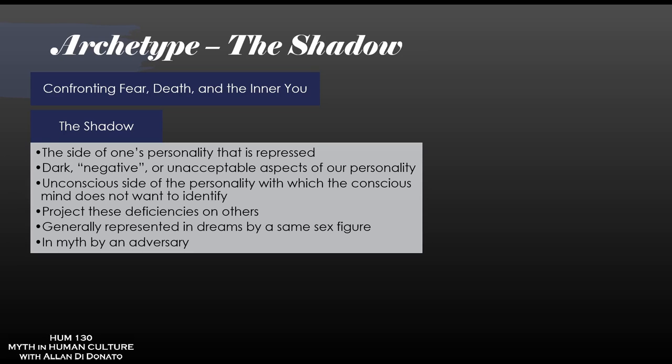So, for instance, we tend to project the shadow onto other people in that we can notice deficiencies in other people's personalities where we might overlook the very same deficiency in ourselves. Because, again, unconsciously, we're aware of what's going on. Okay. Now, they generally come out through dreams, through myths. That's the way these things emerge.